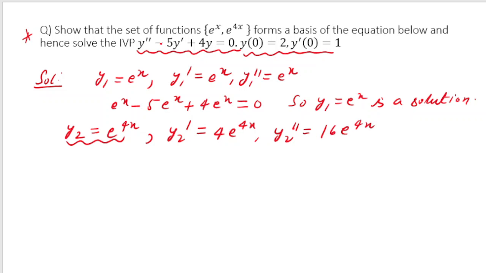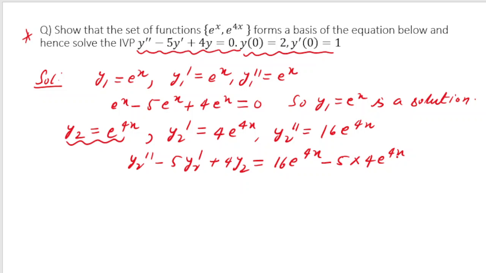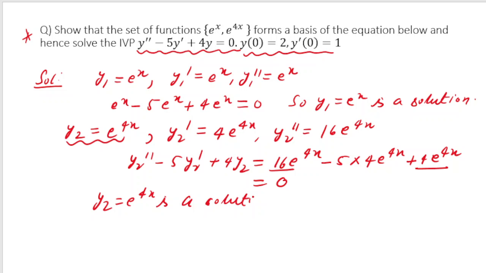So whether it is satisfying, if I put y2 double dash minus 5 y2 dash plus 4 y2, how much is that? y2 double dash is 16 into e to the power 4x, minus 5 into y2 dash, so 5 into 4 e to the power 4x, and then plus 4 y2, so 4 e to the power 4x. So you can clearly see that it is 16 plus 4 is 20, and minus 20 is equal to 0. So this also, y2 is equal to e to the power 4x, is a solution. So I have a second order differential equation, and I have got its two solutions.